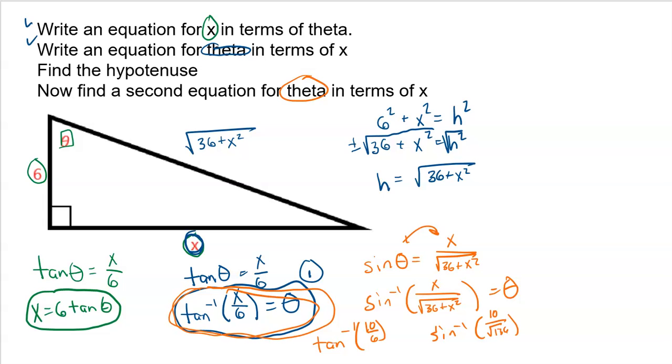And there's actually a third option. You could do cosine. Cosine of theta equals adjacent 6 over hypotenuse, square root of 36 plus x squared. Pull the old switcheroo. Theta equals the inverse cosine of 6 over the square root of 36 plus x squared. And you would have yourselves another answer.